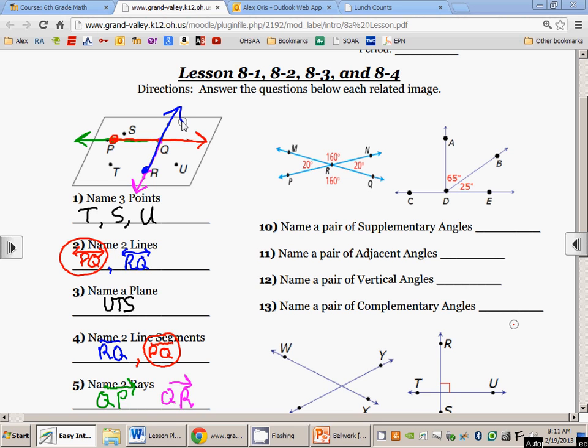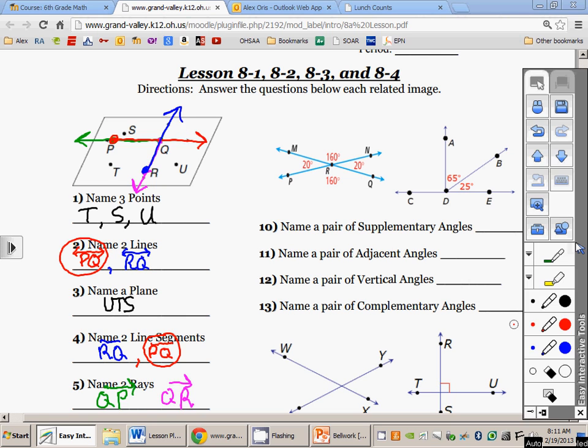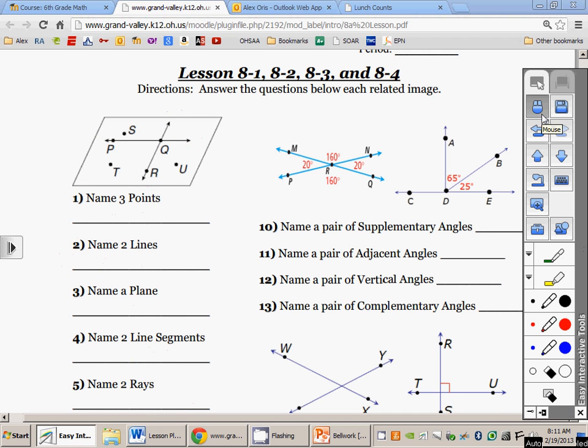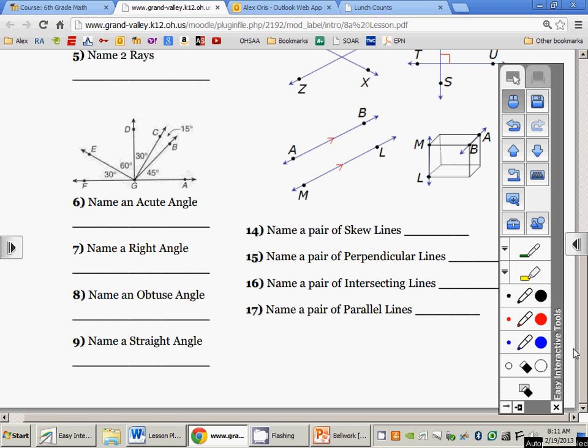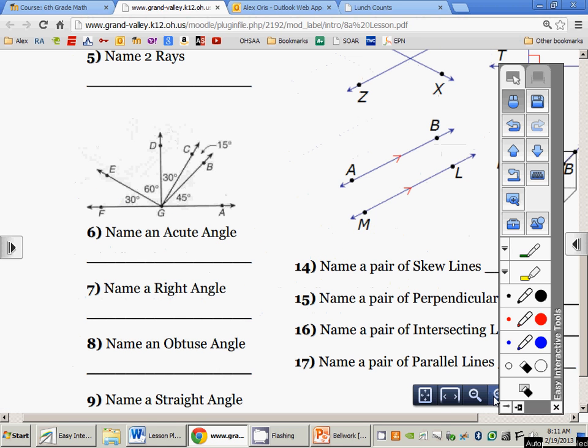Okay? So those are our major topics for the first set. Let's look at the second set. Notice how the picture is going to change on us. Let's move down a little bit on our page and let's name some angles this time. This should be easy as lesson 8.2 refers to angles.